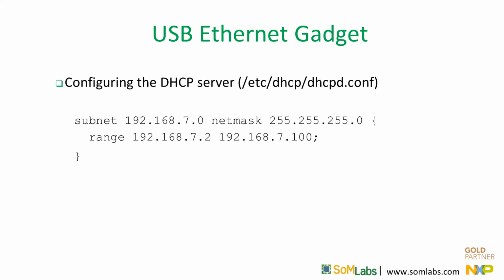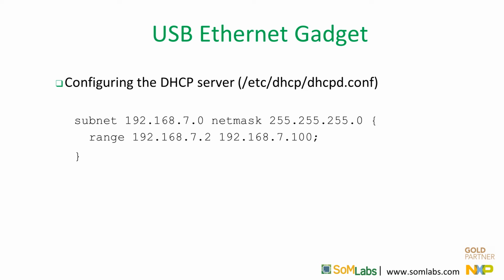Let's start with configuring the DHCP server by modifying the etc dhcp dhcpd.conf file on the VisionSOM device. We must provide the configuration of the subnet in which IP addresses are to be assigned by the DHCP server. Thanks to this, our server will know what pool of addresses it can use.